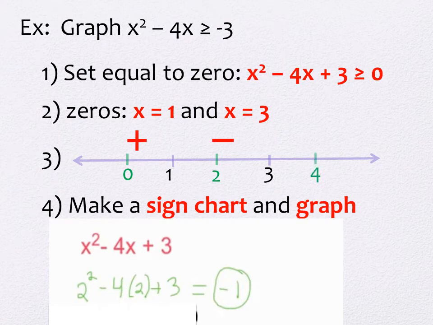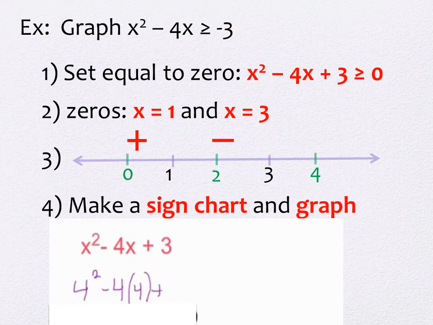Picking a value greater than 3, such as 4 here, if we subbed in 4 for our function, we get 4 squared minus 4 times 4 plus 3. We actually get 16 minus 16 plus 3, which gives me a positive number. So any value greater than 3 will yield a positive output. So we've created our sign chart.